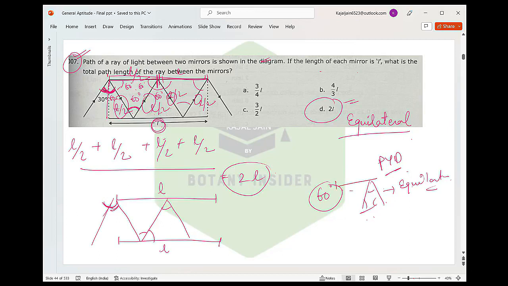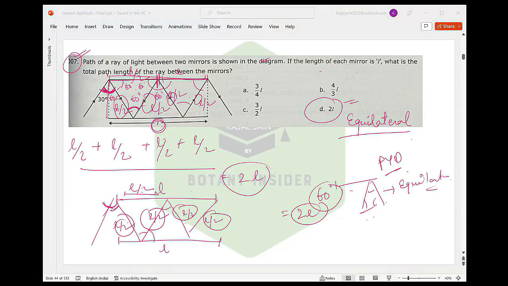So the total length is 2L. From here to here, the length is 2L, so this half will be L upon 2. And if one of the sides is L upon 2, all the sides will be L upon 2 itself. Right? Devika, are you understanding this? If all four sides are L upon 2 and you need to find the total path length of the rays between the mirrors, you have to add all four of them. You'll get the answer as 2L. Did you understand this point now? Yes, Devika, clear? Basic maths needs to be applied. Nothing much.